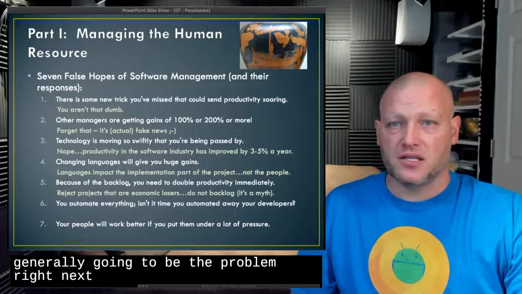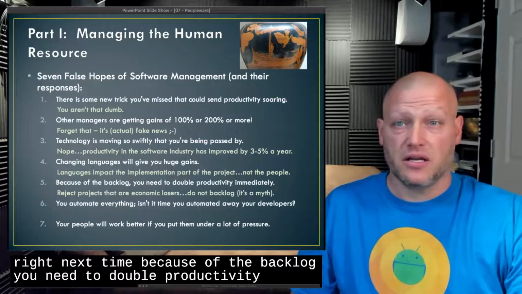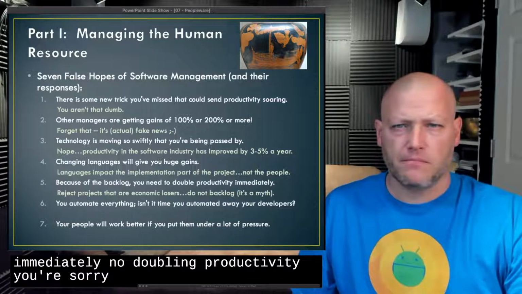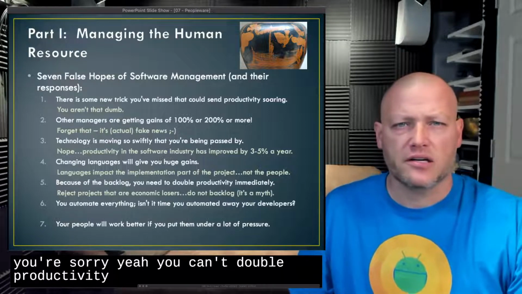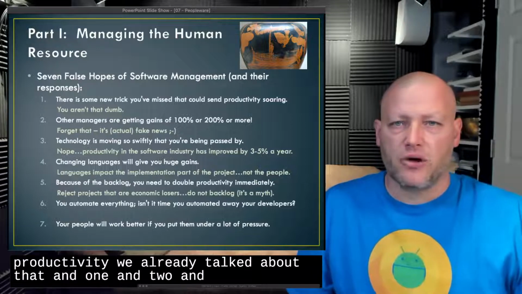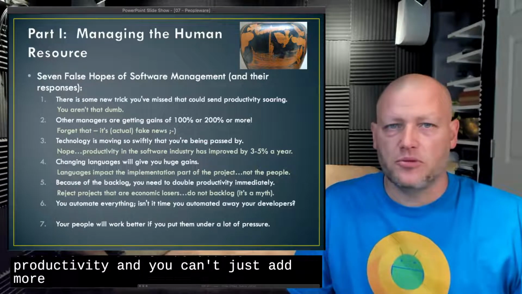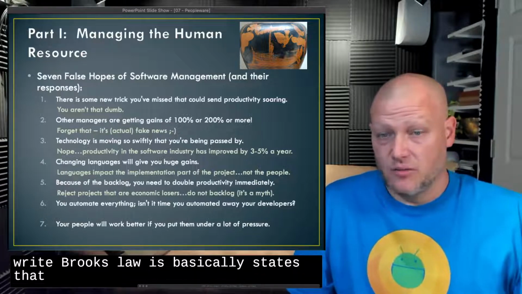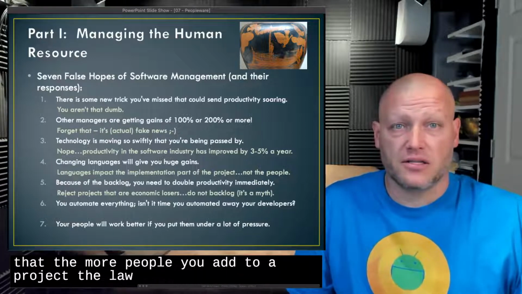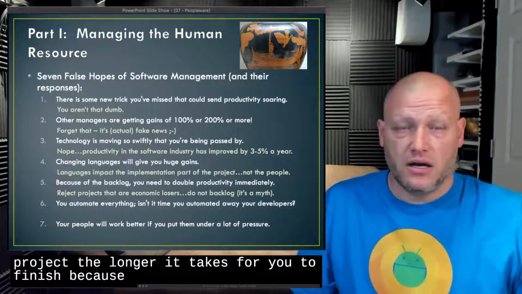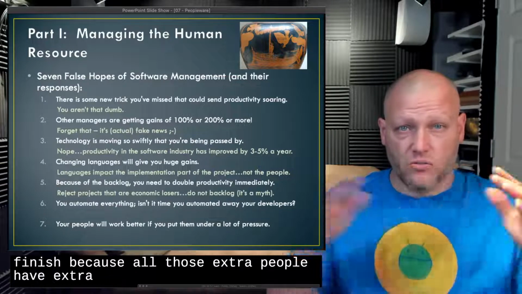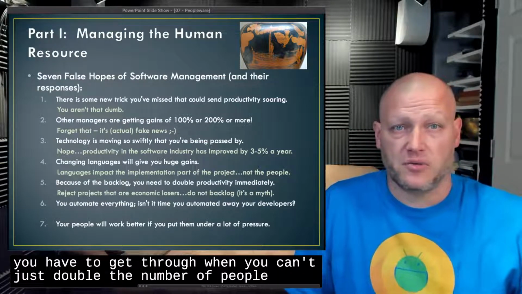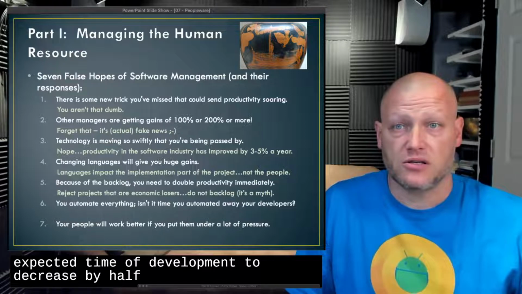All right, the next one, because of the backlog, you need to double productivity immediately. No, you can't double productivity. We already talked about that in 1 and 2. You can't just double productivity, and you can't just add more people to the project either. Brooks' law basically states that the more people you add to a project, the longer it takes to finish, because all those extra people have extra webs of communication that you have to get through, and you can't just double the number of people and expect the time of development to decrease by half. It just doesn't work that way.